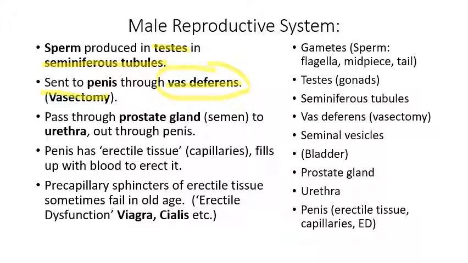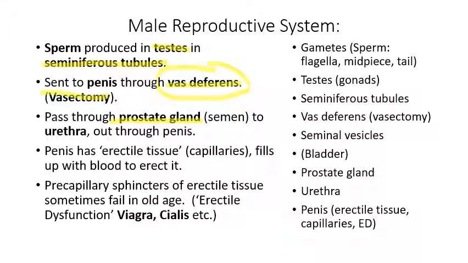So a vasectomy is an operation on the vas deferens. There are two of them, one on each side. There's one vas deferens that goes from the testis to the penis on each side. So there are two testicles, and therefore two vas deferens. Now, on the way to the penis, they have to pass through a large gland called the prostate gland, and some other glands that mix various lubricants with the spermatozoa.